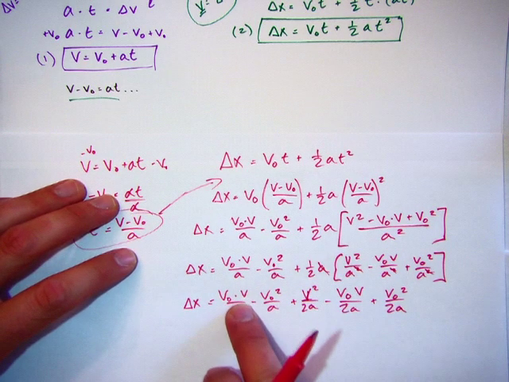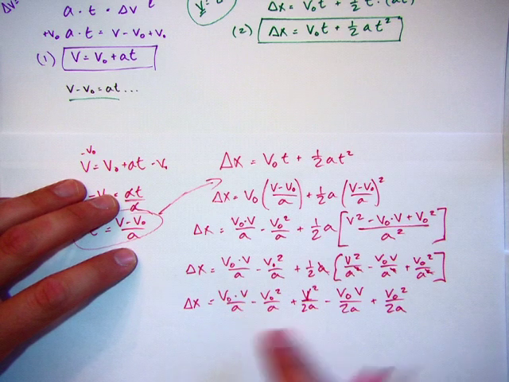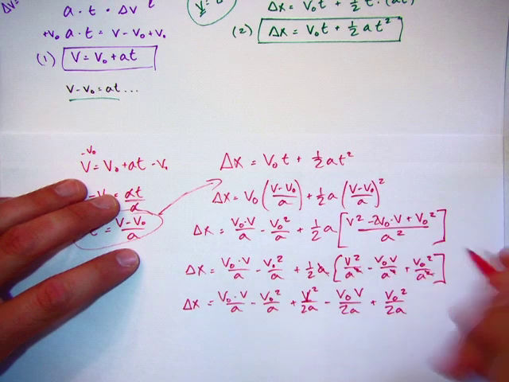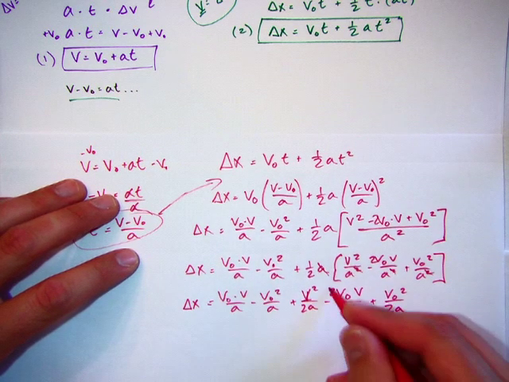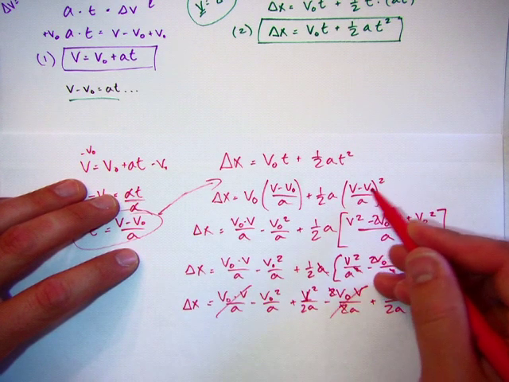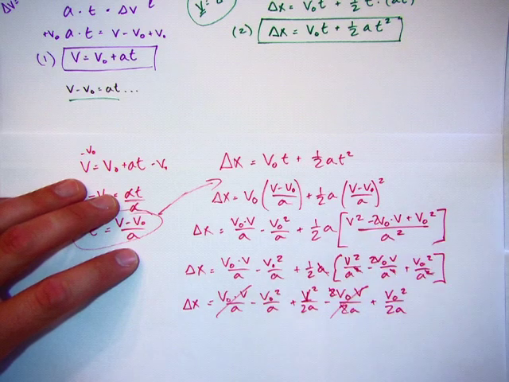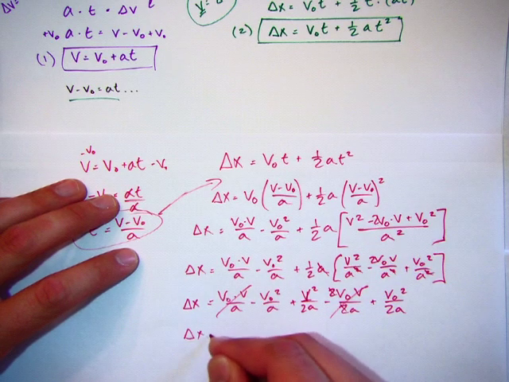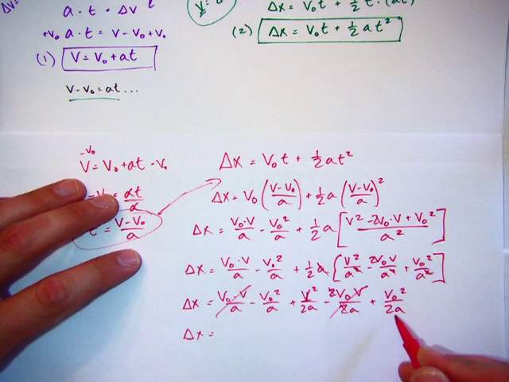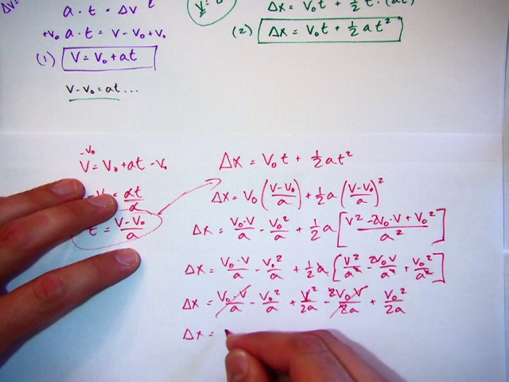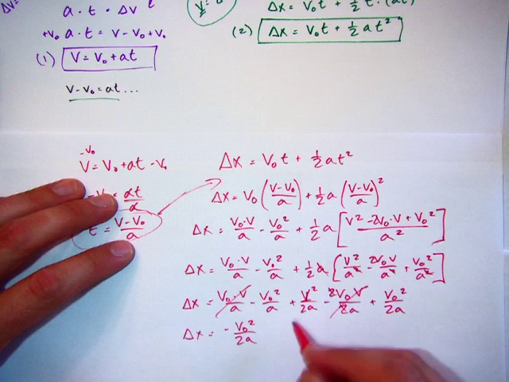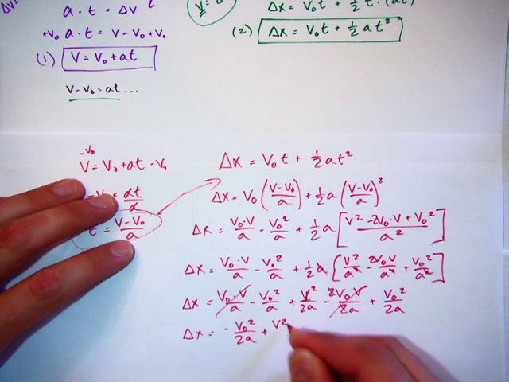So v naught times v over a minus, oh, I forgot something up here. This should be a 2. Oops. 2. Because this cancels. These terms cancel out. Because I would have a v naught times v minus a v naught times v, so it would be 2 v naught v. And I'm left with delta x equals a minus v naught squared over a plus v naught squared over 2a. So that's a 1/2, so I'm left with a minus v naught squared over 2a. And then I have a plus v squared over 2a.